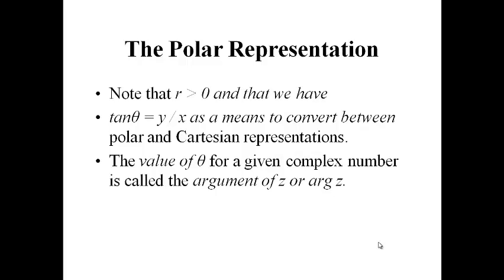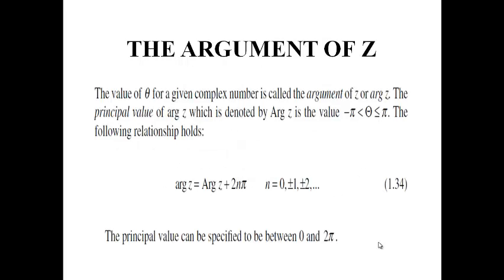Here r is the modulus, which is always greater than 0, and tan theta is nothing but y by x. That is, theta equals tan inverse of y by x, which is called the argument of z, or in short form arg z. Again, the value of theta of a given complex number is called an argument of z, or arg z. The principal value of arg z, which is denoted by capital Arg z, is the value of theta such that minus pi is less than theta less than or equal to pi.